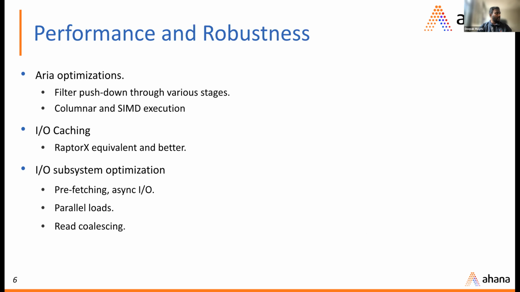Now, the performance and robustness is obviously the most important piece. Like I said, the whole goal of Prestissimo is to have better performance, significantly better cluster performance, and a reduction in the number of nodes compared to Java. On that angle, we want the Aria optimizations fully supported, which includes filter pushdown, not just to the table scan, but through various stages in the execution. And we also want columnar and SIMD execution as well. So this is one of the topmost priorities.